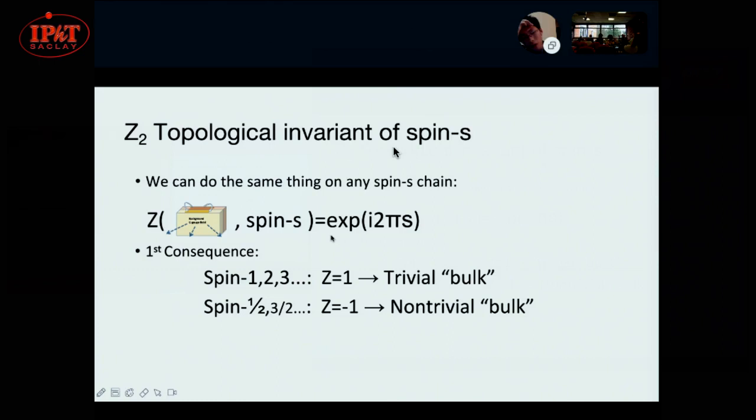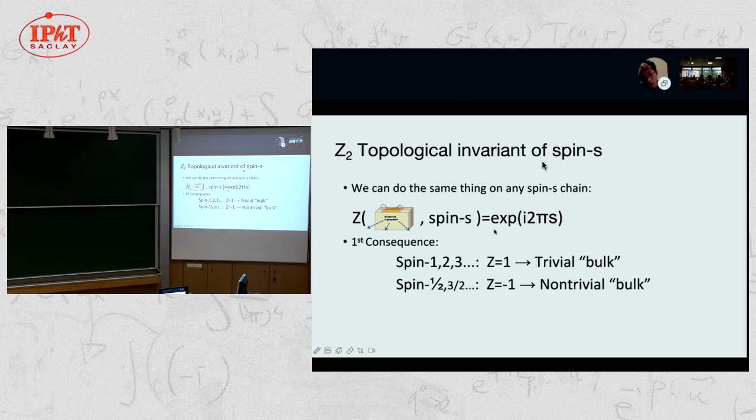Can I ask a question? Can you hear me? Yes. Yeah, I hear. Just to understand this partition function, the gauge field is dynamical. You are summing over the gauge field as well in this Z that you write there?